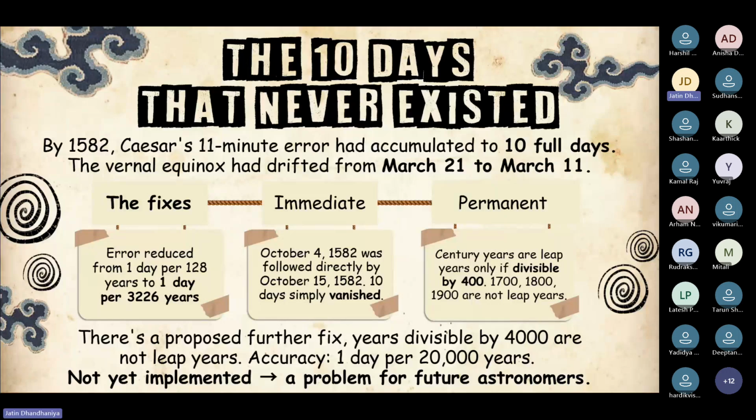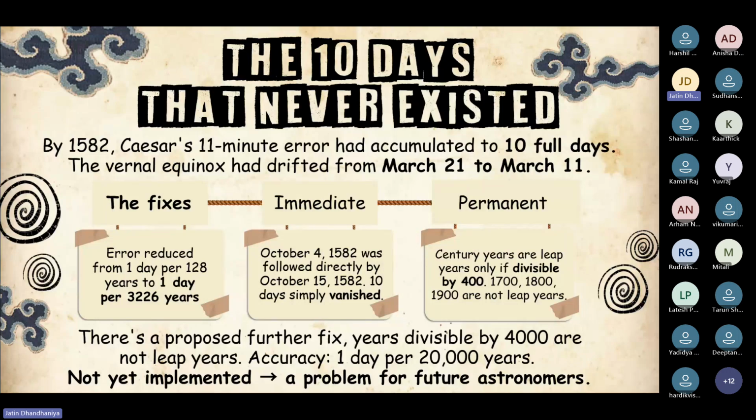The fixes. The immediate fix was that October 4, 1582 was followed directly by October 15, 1582. 10 days simply vanished. And the permanent fix was that century years are leap years only if divisible by 400. 1700, 1800, and 1900 are not leap years, while the year 2000 is a leap year. This reduced the error from 1 day per 128 years to 1 day per 3226 years.